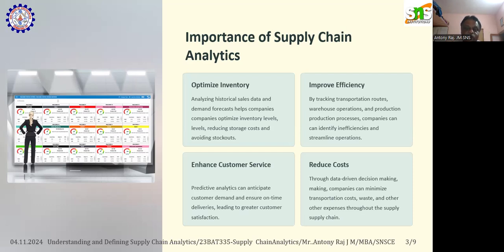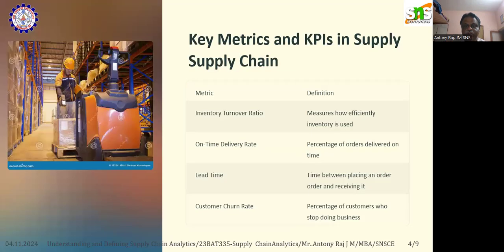And these will also reduce cost, because manufacturing is one area where you have to keep a continuous check on the various direct and indirect manufacturing costs. Through this data-driven decision making, companies can minimize the transportation cost and other expenses throughout the supply chain. So you can clearly understand these are the four different areas where we can achieve good optimization of the supply chain. Let us go to the next slide.